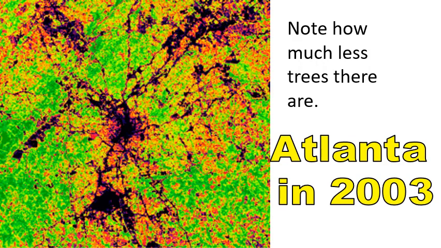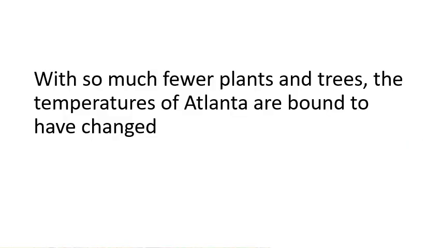Now, by 2003, the city has exploded. Notice we've cut down so many more of our trees, and we built more malls and houses and roads and parking lots and shopping centers. So now there is significantly less tree cover in Atlanta in just that 30-year span. What difference does that make? Well, with fewer plants, the temperature of Atlanta is going to have changed because we know plants make a difference.